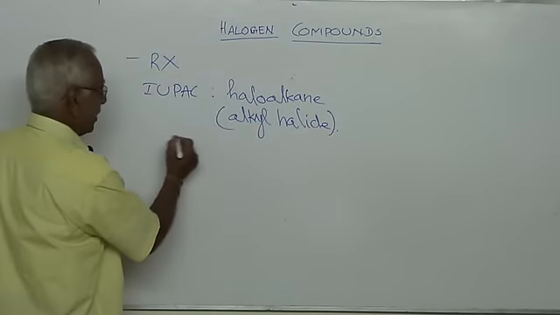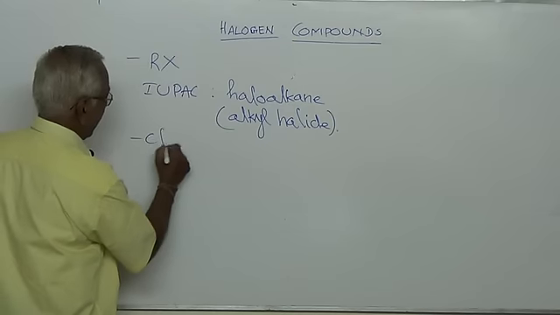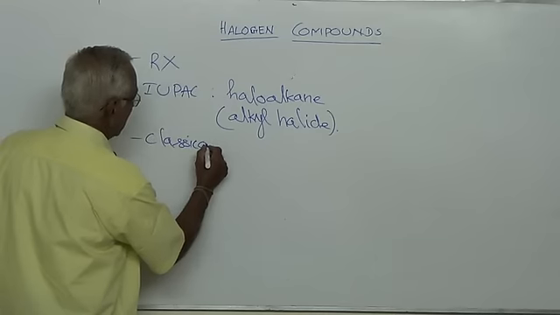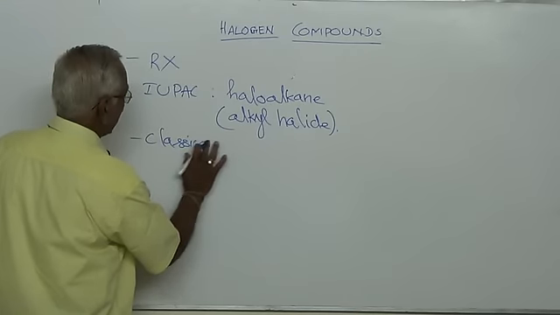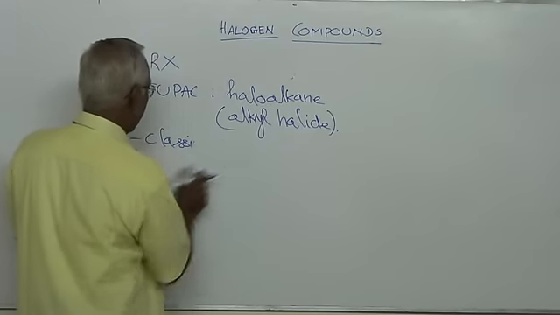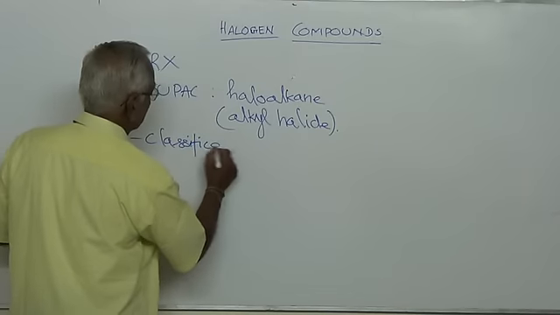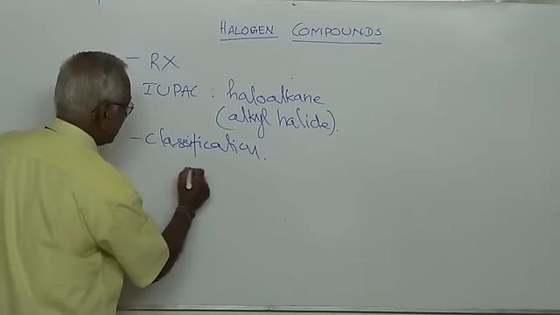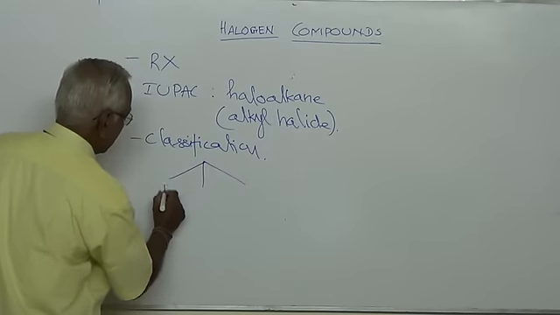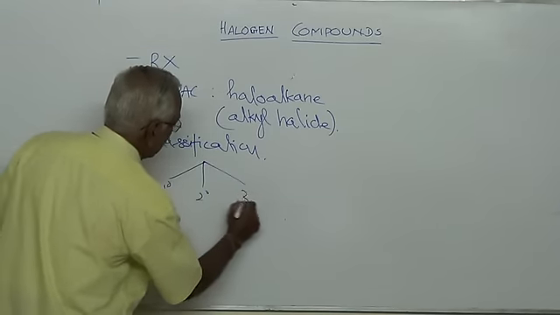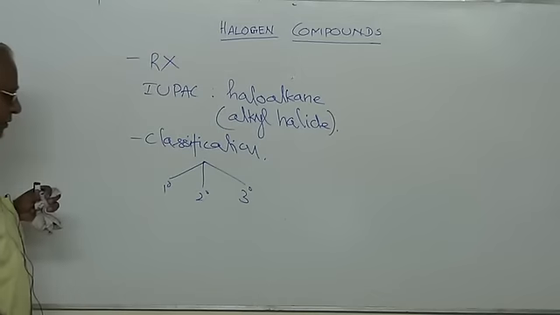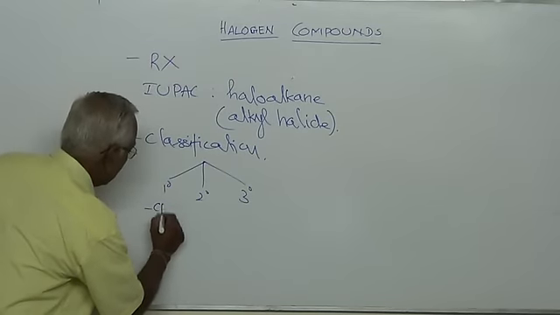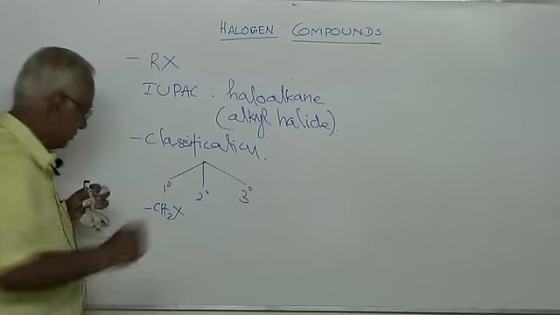Now, they can be classified. Let's see how these halogen compounds are classified. Classification. Primarily, they are classified into primary, secondary, and tertiary halides. A primary halide has got a CH2X.